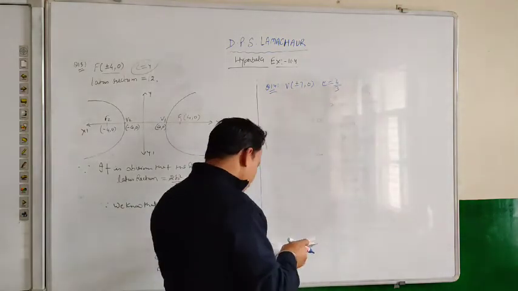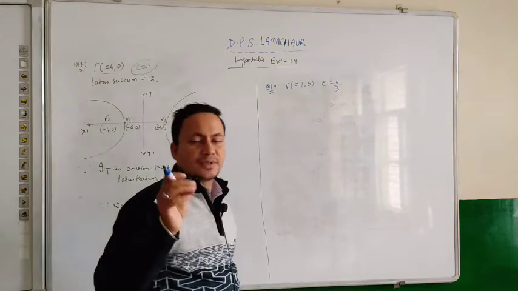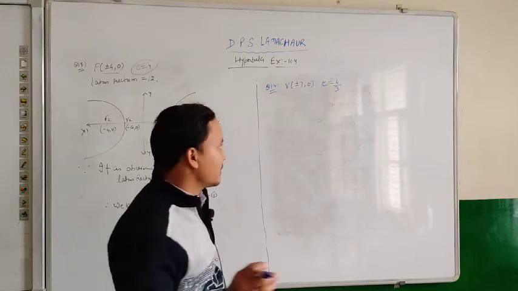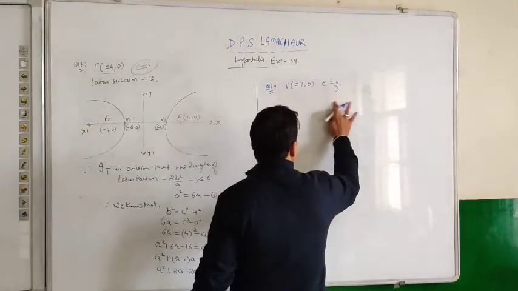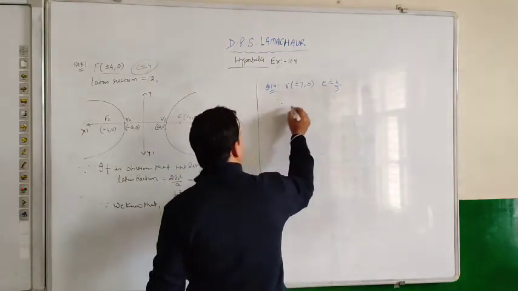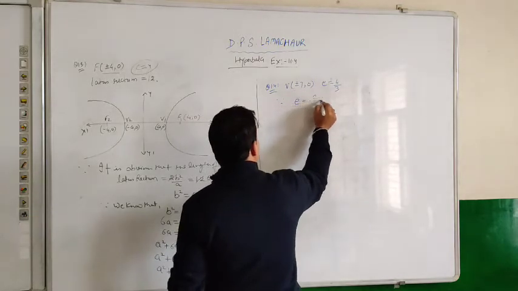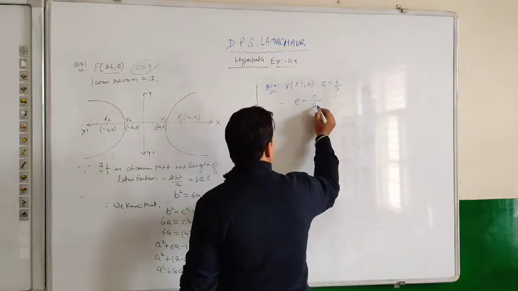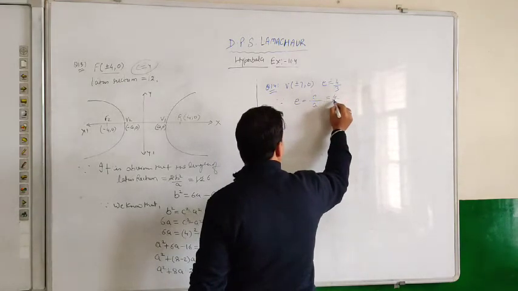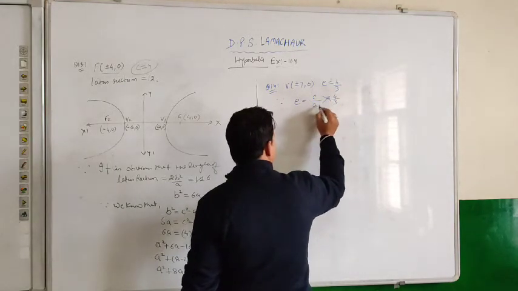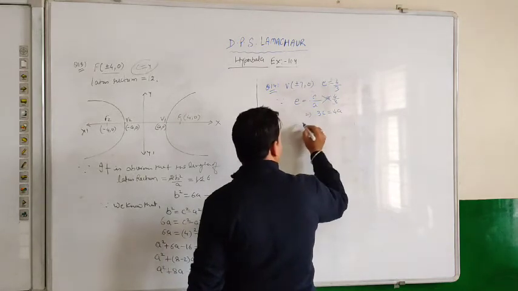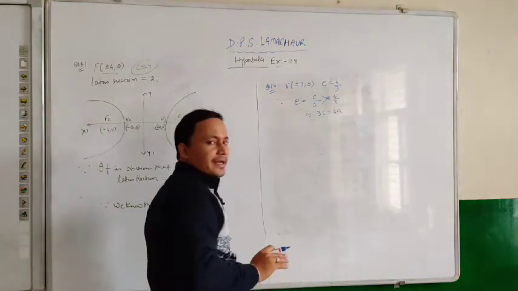So dear students, since we know, what is e? e represents the eccentricity, and in the case of a hyperbola, the value of e is greater than 1. So since we know that e is the ratio of the distance of the focus and the vertex, c upon a, so c upon a is given as 4 upon 3. On cross multiplying both sides, what we get? 3c is equal to 4a. A relation has been developed between a and c.